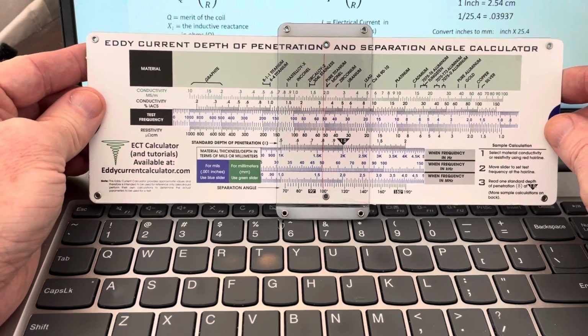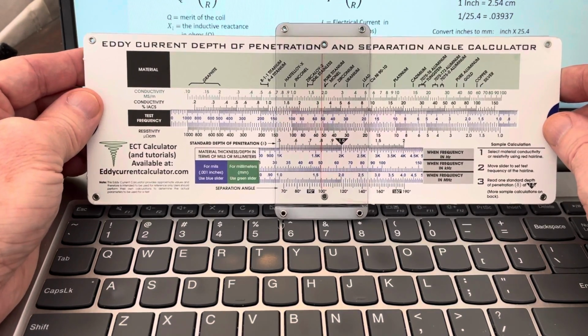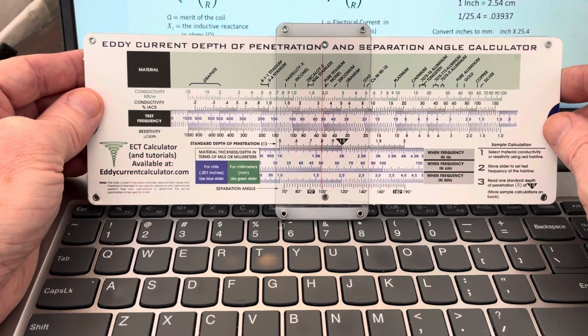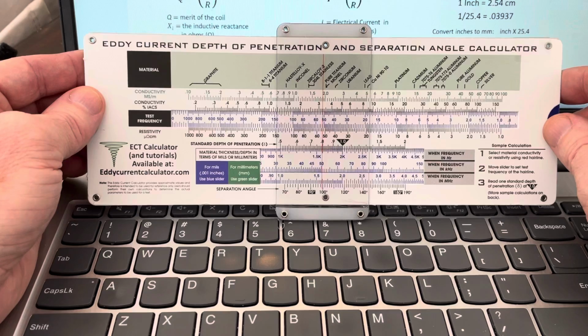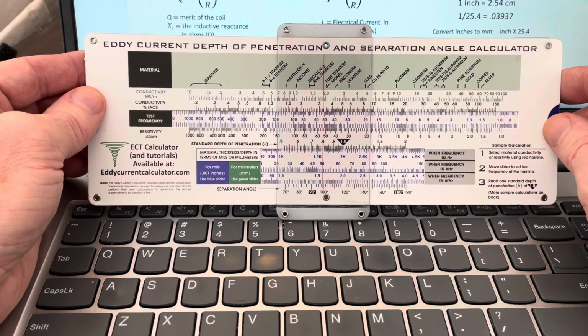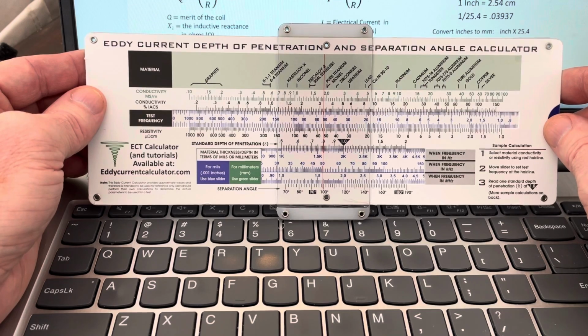The purpose of this video is to demonstrate how to use the eddy current slide rule calculator to determine the prime test frequency for testing Inconel tubing with a wall thickness of 50 mils or 0.050 inches thick. It only takes a couple of steps. First step, we have to match up 50 mil wall thickness with 1.6 standard depths of penetration.